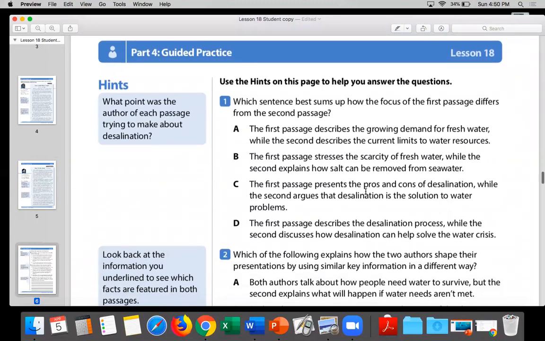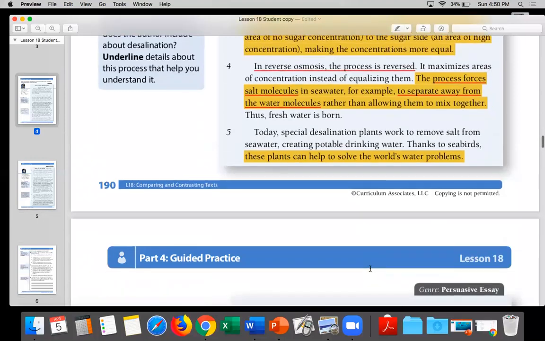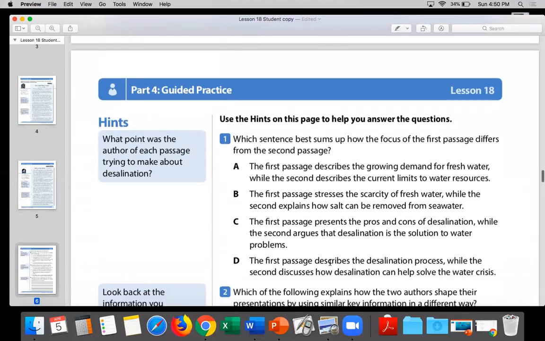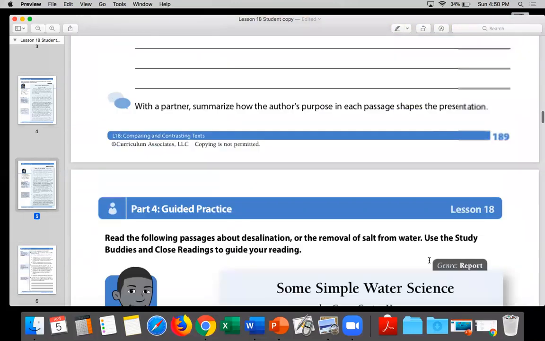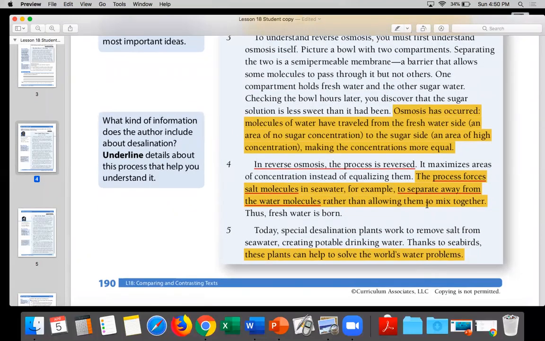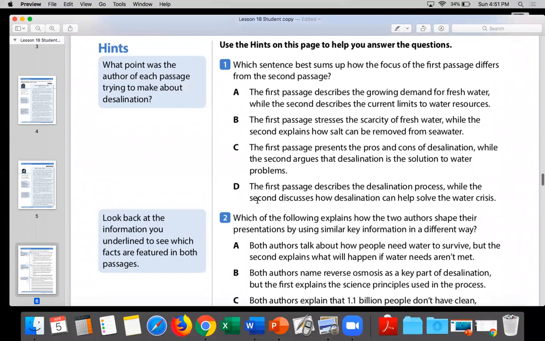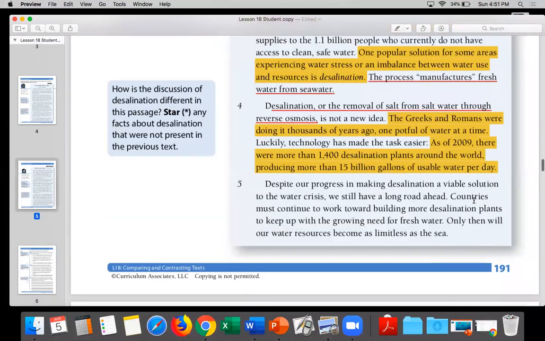Okay, C, the first passage presents the pros and cons of desalination, while the second argues that desalination is the solution for water problems. I don't think this first one gives us any cons about desalination. I don't remember that anywhere up here, any cons about desalination, other than that there's not enough of it going on. And then the first passage describes the desalination process. Does it do that? Yes. It tells us about reverse osmosis and what all happens in reverse osmosis, the desalination process. And then while the second one discusses how desalination can help solve the water crisis.